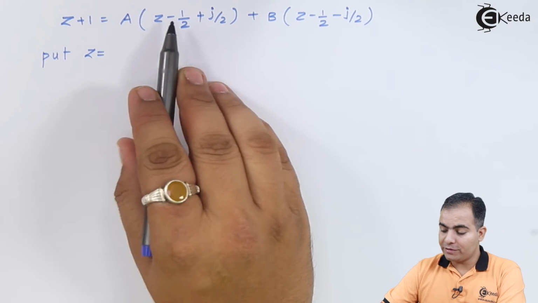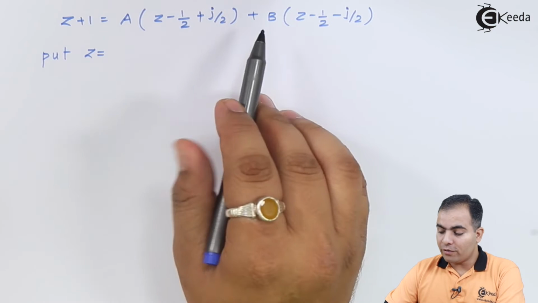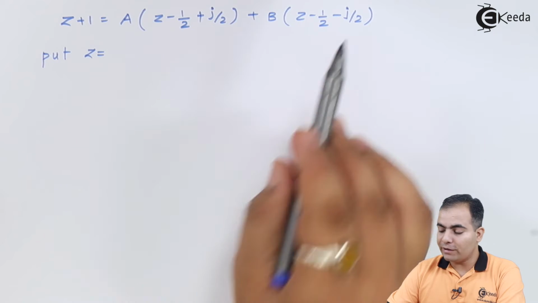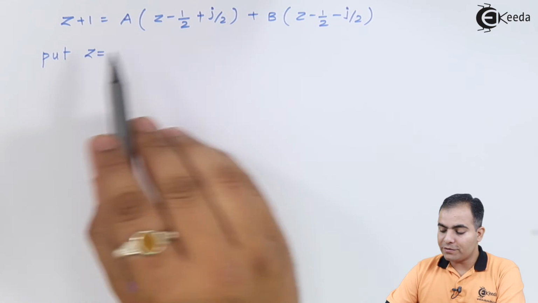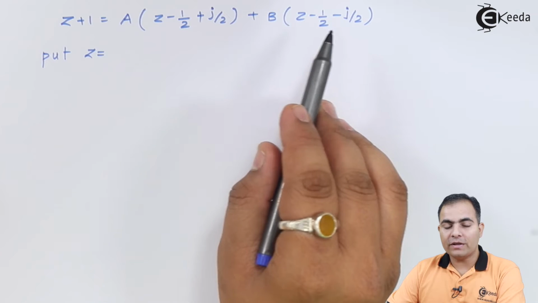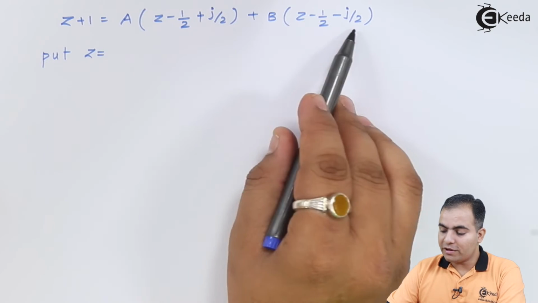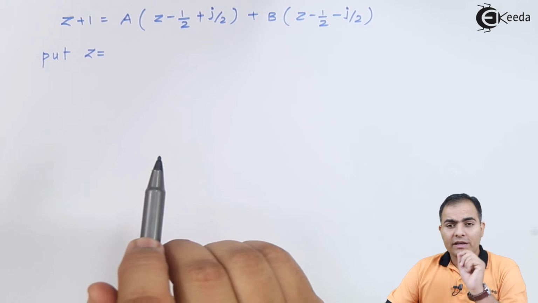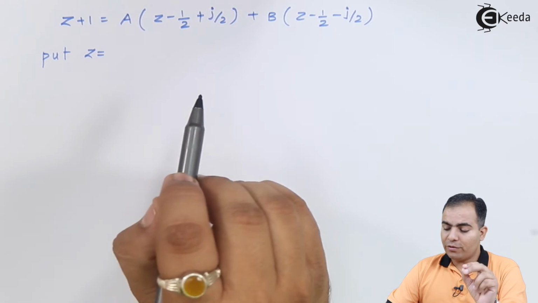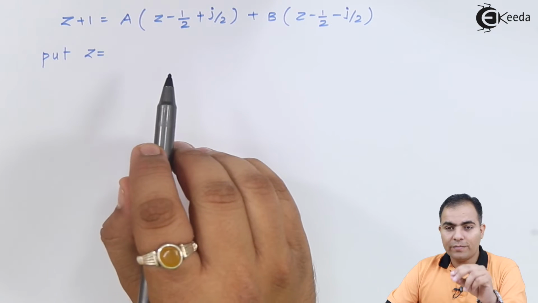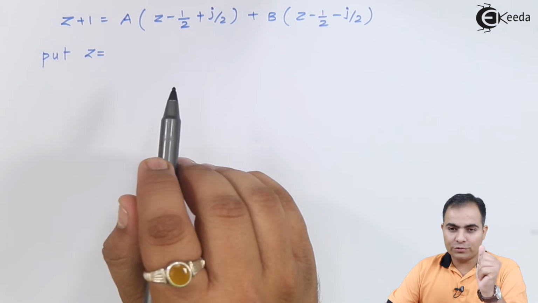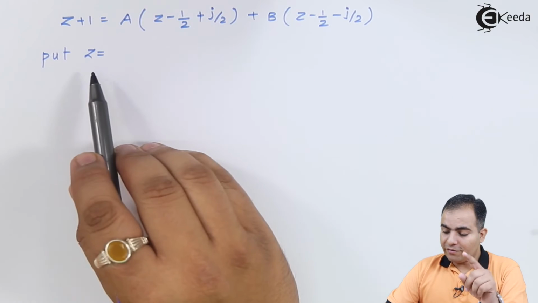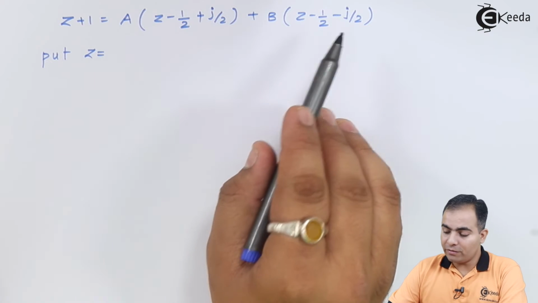Now if I want to remove B, then I'll substitute the opposite value of this pole. If I substitute z equals plus half plus j by 2, then these two terms will get cancelled, and automatically I'll get the answer of A. Now remember one thing, if you're going to solve a numerical which has complex conjugate poles, then you can solve this question in two ways. First of all, if I substitute z equals plus half plus j by 2, then you will get the answer of A.